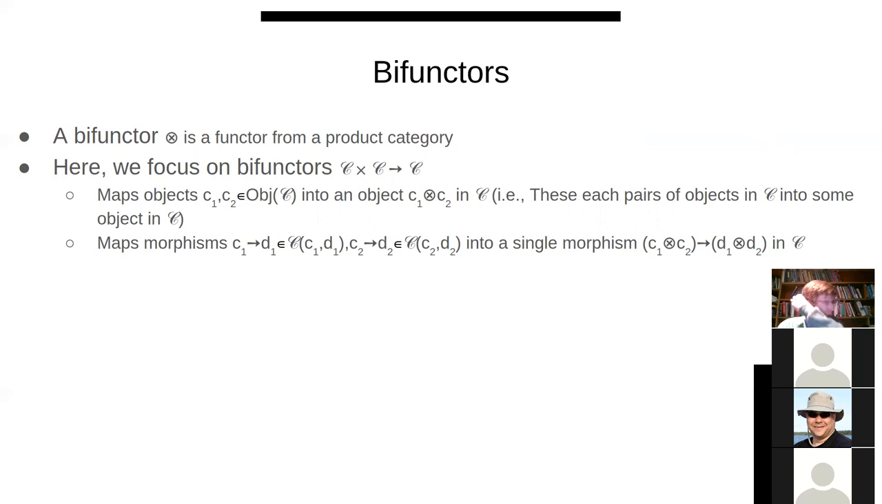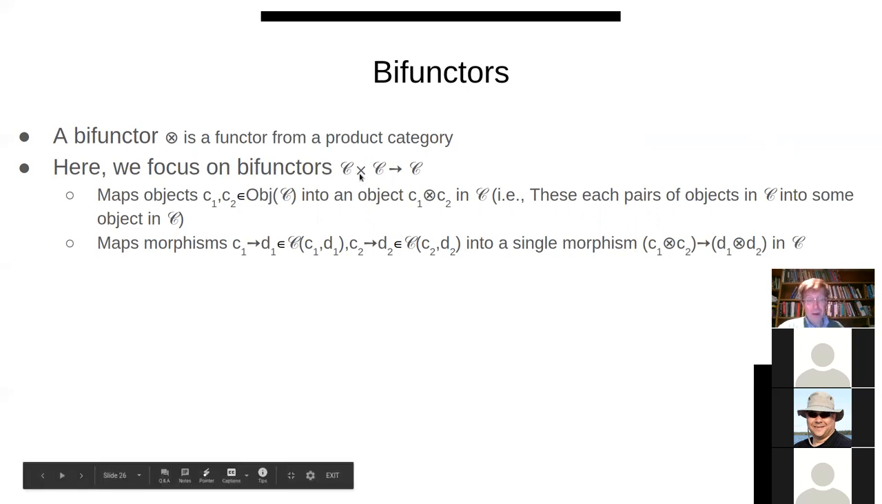But first I want to introduce something called a bifunctor. Okay, and a bifunctor will, in some sense, presage the use of profunctors as well, which are sort of more interesting yet. But a bifunctor basically is a mapping. It's a functor, but it's a mapping from a very particular category to another category.